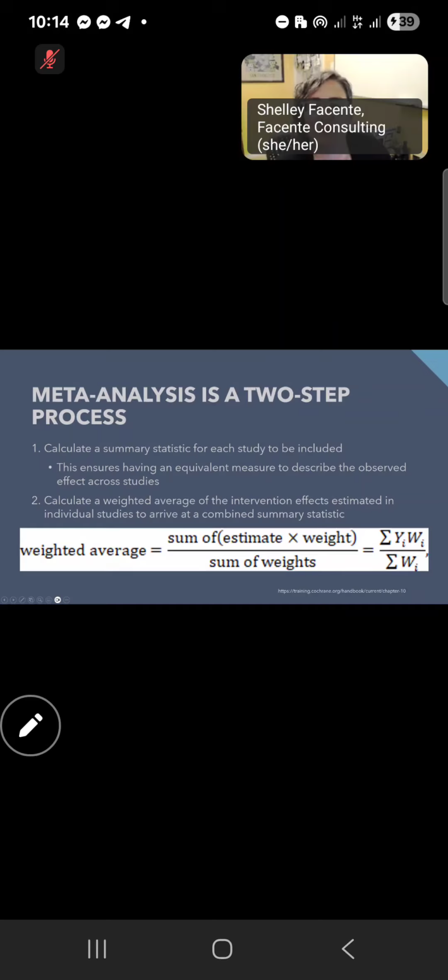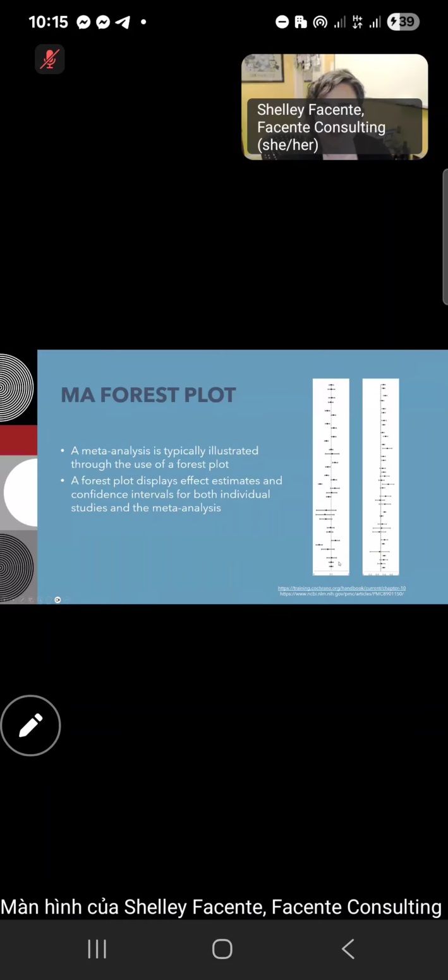And then in the second step, you're calculating a weighted average of those intervention effects in each of the individual studies so that you're arriving at a combined summary statistic. So you're getting a weighted average by assigning a weight to the different studies. And I'll give an example of how that's often done. It doesn't have to be, but how that's often done in a couple slides. And then you take the sum divided by the sum of the weights, and you come up with this weighted average, right? And the weighted average is then what you are typically sharing in your results.